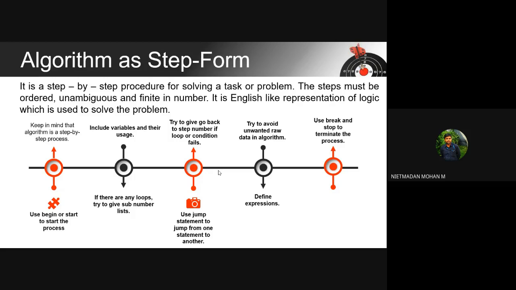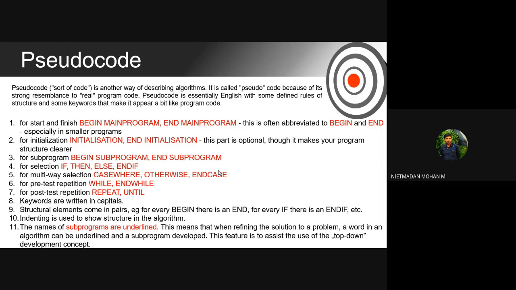Try to avoid unwanted raw data in an algorithm, and define the expression you are giving in a general English representation, and use break and stop to terminate the process. So these are the conditions that we want to follow when writing step form in an algorithm. And now coming to pseudocode, this will play a major role in programming languages.